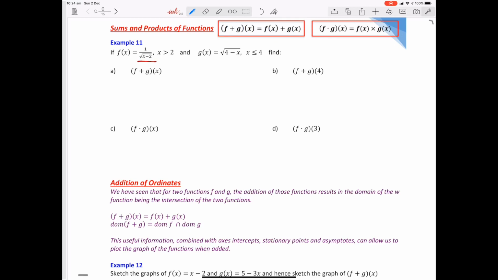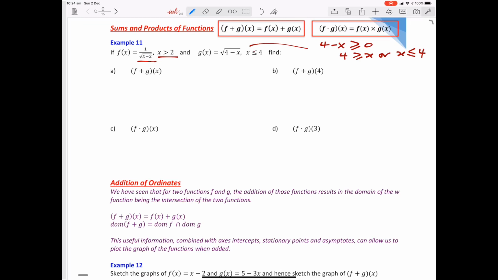I've got one on root x minus 2, which we know is only defined when x is greater than 2, because if x was 2, the bottom would equal 0, and we can't divide by 0. We also can't square root negative numbers, so that's why x is greater than 2. Likewise here, 4 minus x has to be greater than or equal to 0 because it's under a square root. So 4 has to be greater than or equal to x, or x has to be less than or equal to 4 if we rearrange it.